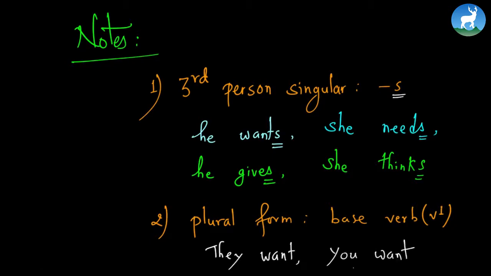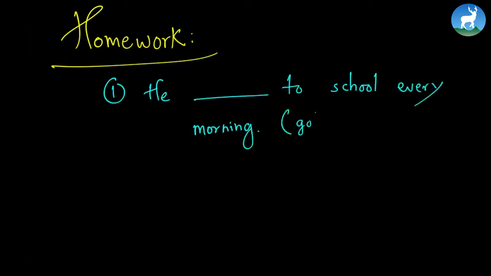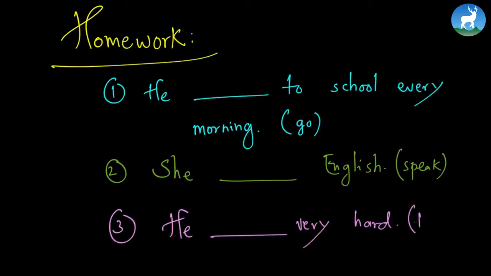Alright, now let me give you some questions for practice. Homework. All you have to do is complete these sentences. He, blank, to school every morning, and the verb is go. The second question: she, blank, English, and the verb is speak. Number 3: he, blank, very hard, and the verb is try.